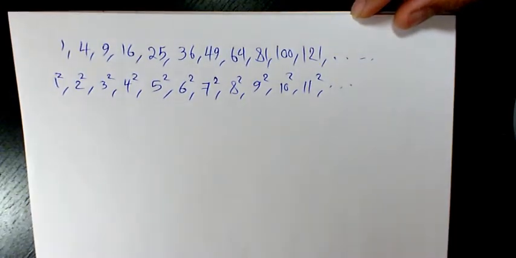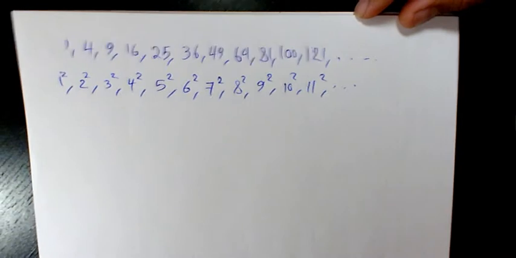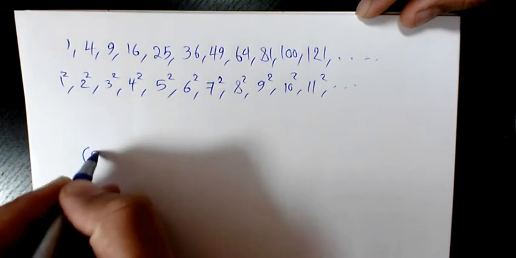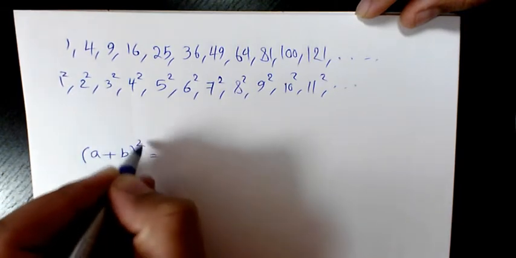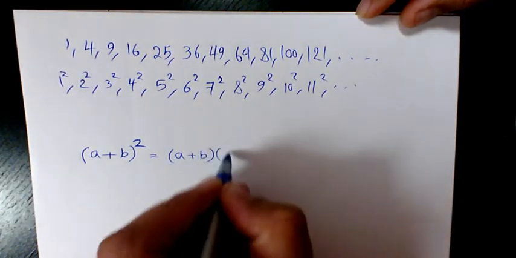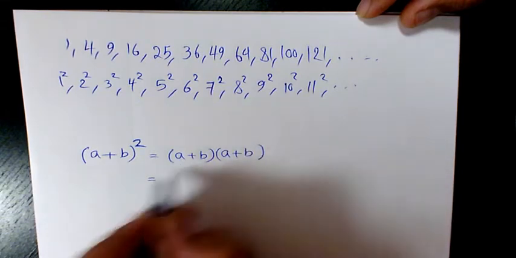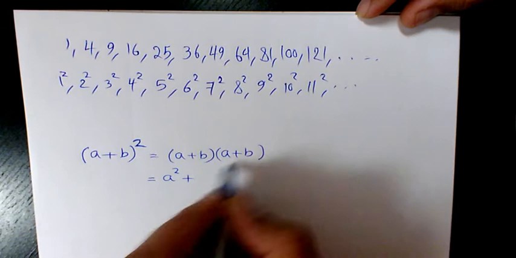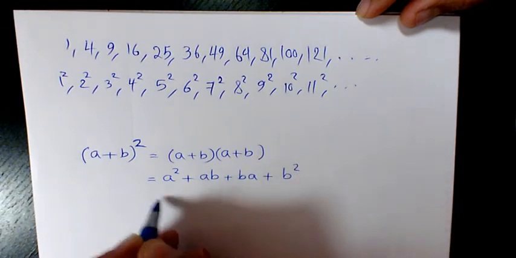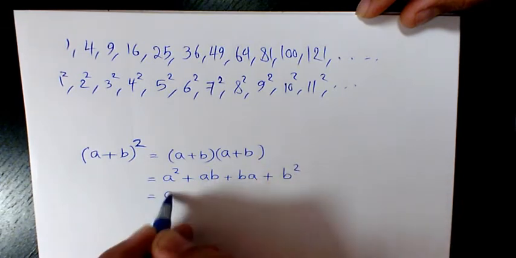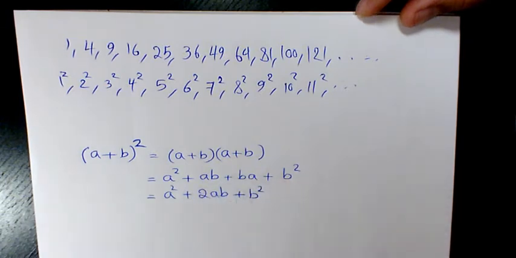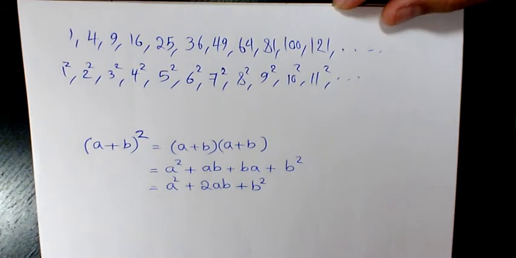We have the same situation with expressions. For example, if we have a plus b to the power of 2, it is going to be a plus b times a plus b. Then you FOIL it: a times a is a squared, a times b, b times a, b times b. Then you collect the like terms, which are these two. It's going to be a squared plus 2ab plus b squared. ab and ba are the same, so a squared plus 2ab plus b squared.